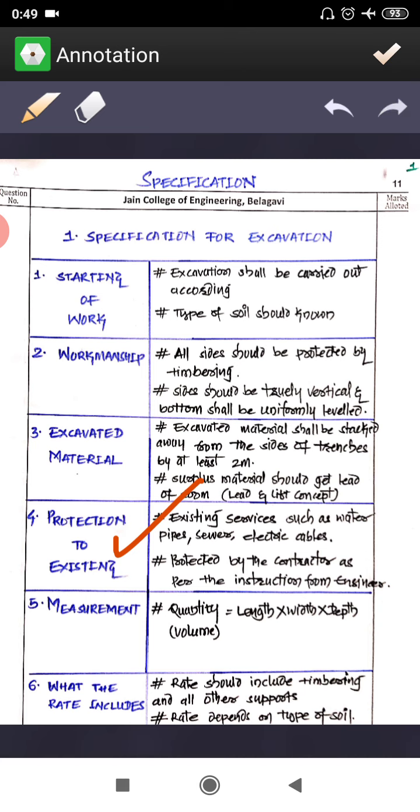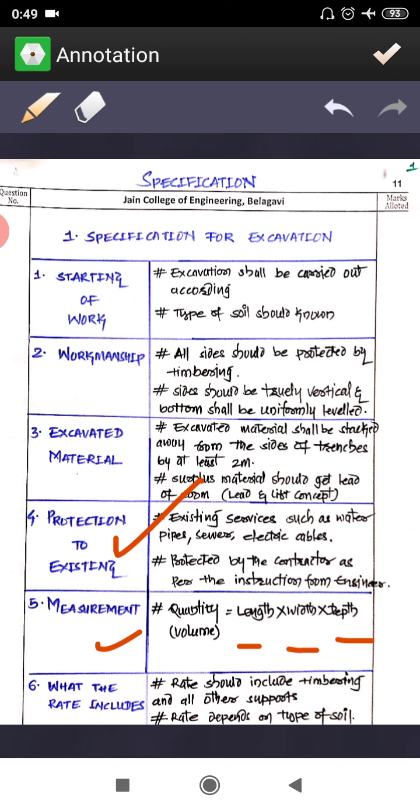The next one will be measurement. How to measure it? You are supposed to get the billings. Billing has to be done by the measurement, right? It is directly dependent on the measurement. So you have to do the measurement and get the quantity, and that quantity you are going to get by measuring the length, width and the depth. This is what will be there in the measurement.